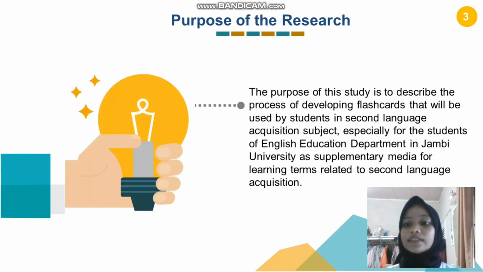The purpose of this study is to describe the process of developing flashcards that will be used by students in the second language acquisition subject, especially for the students of the English Education Department at Jambi University, as supplementary media for learning terms related to second language acquisition.